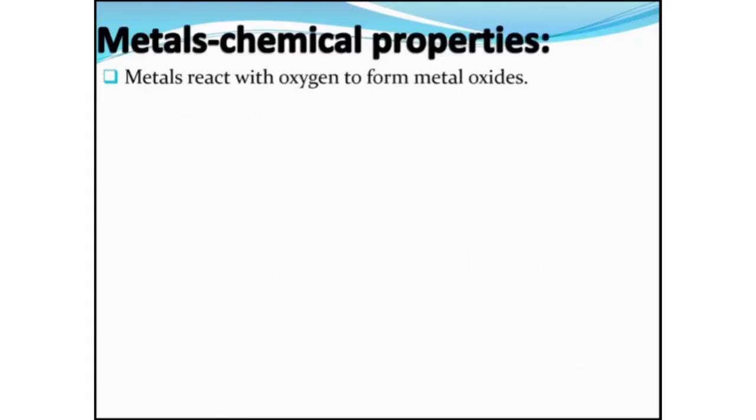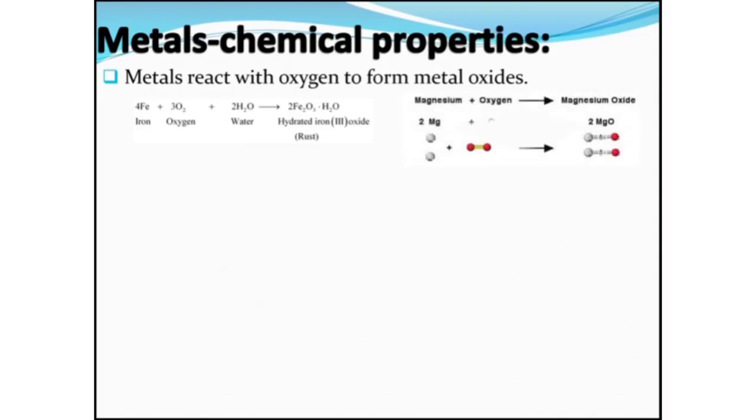The first one is that metals react with oxygen to form basic metal oxides. You know that during the process of rusting, iron reacts with oxygen and water to give iron oxide. This iron oxide formed is known as rust. Similarly, when magnesium ribbon is burnt in oxygen, it forms magnesium oxide.